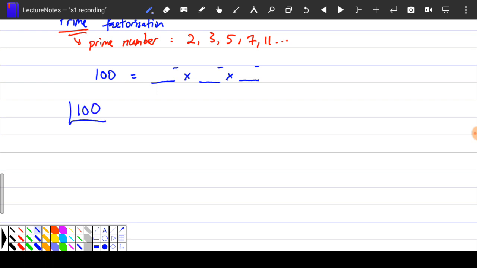Now if I divide this by 2, I know that this will be 50. I divide this by 2. So how to understand this is actually a divide sign, divide, right? So it's like 100 divided by 2. Then you write the answer here. And same again, I divide by 2, and then I write the next answer. So this will be 25.